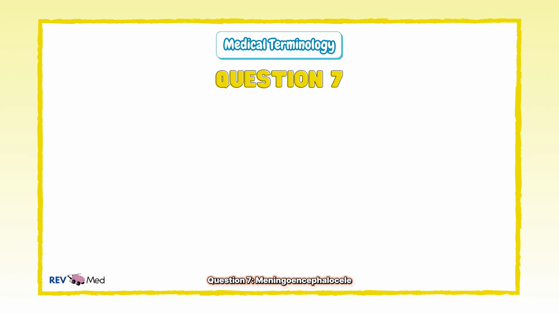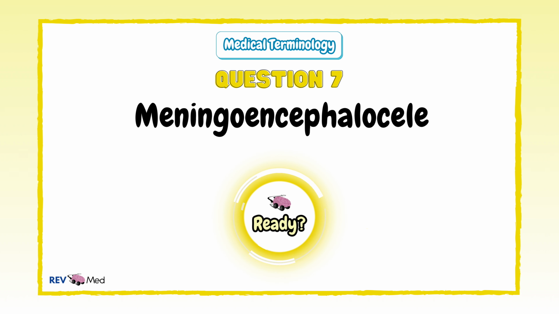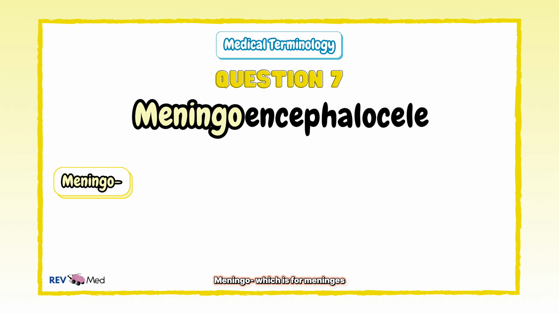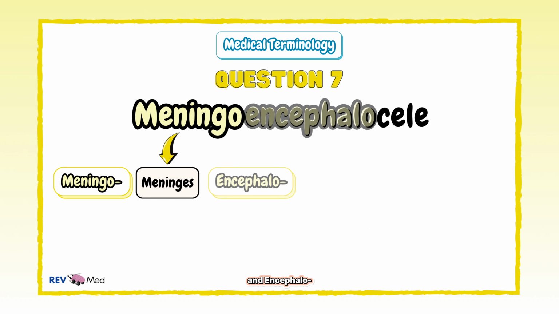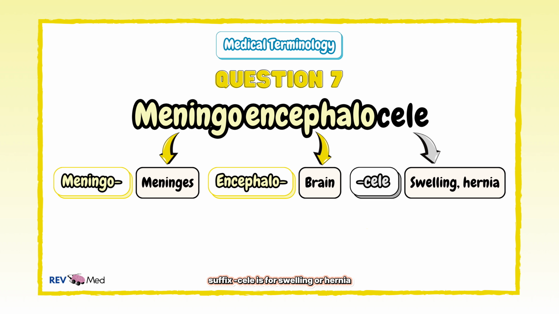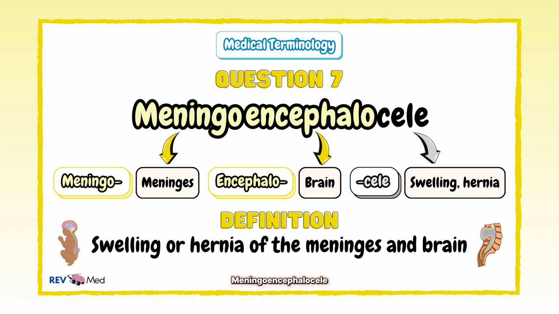Question 7. Meningoencephalocele. Long word, but it's actually easy to make out. You see two root words, meningo, which is for meninges, and encephalo, which is for the brain. Suffix cele is for swelling or hernia. And just like that, meningoencephalocele is a swelling or hernia of the meninges and the brain.